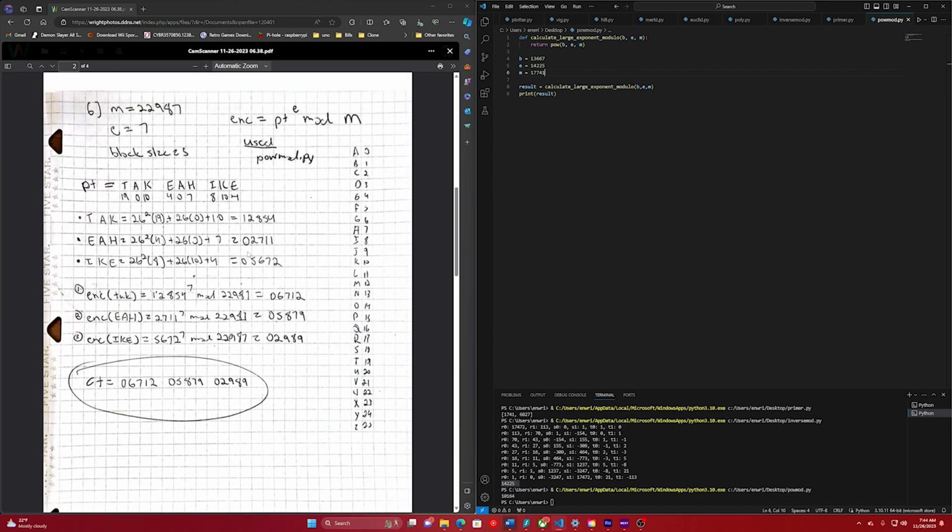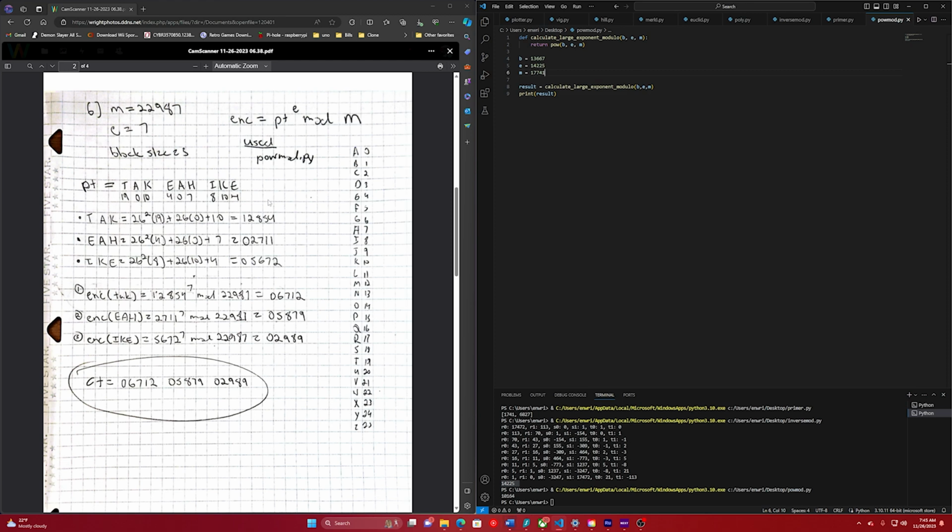Moving on. Number 6, use the modulus in exercise 4 to encipher the following message in block mode. Using 3-letter blocks, write the resulting numbers down as 5 decimal digit numbers. Block size is 3, the exponent is 7. The modulus is 22,987. You'll get that from number 4. To encipher something, you just take your plain text to the power of e, modded by m. And again, use power mod.py.